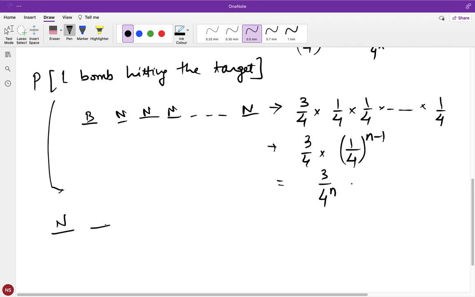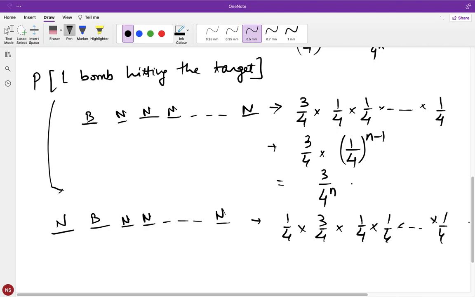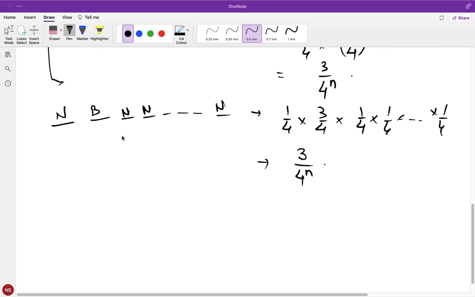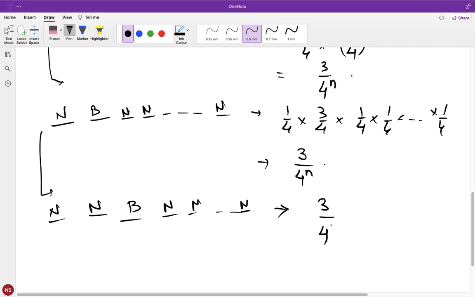This can also happen in another way. First bomb doesn't hit the target, but the second bomb does. Third doesn't, fourth doesn't, last bomb doesn't. What is the probability in this case? 1 by 4 into 3 by 4 into 1 by 4 into 1 by 4 dot dot dot into 1 by 4. So this is the same as this, 3 by 4 raised to the power n. There is another case. First doesn't hit, second doesn't hit, third bomb hits, then the rest of the bombs do not. The probability again is 3 by 4 raised to the power n.